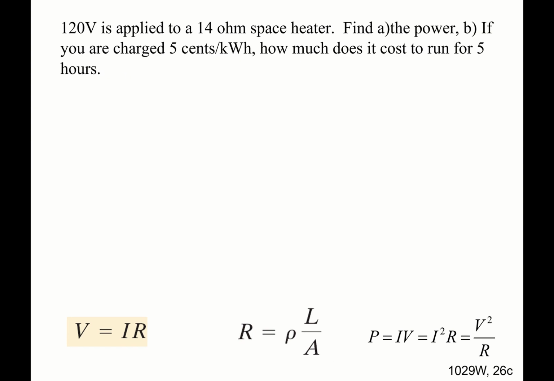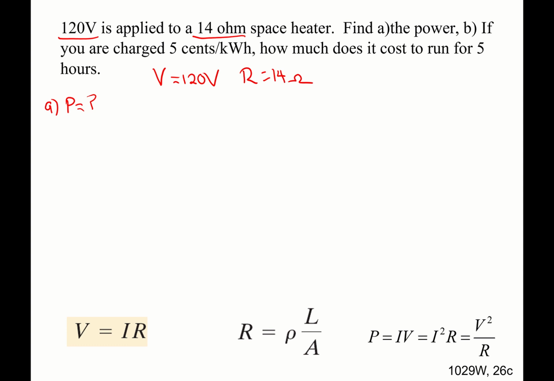Okay, let's do another one using some of the other equations. So I've got 120 volts applied to a 14 ohm space heater. So again, read the numbers and figure out what the variables are. So V is equal to 120 volts. 14 ohms. Ohms is resistance, so R is equal to 14 ohms. And in part A, it says, what is the power?